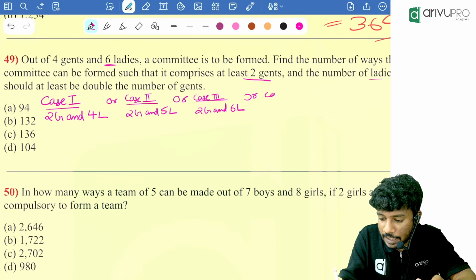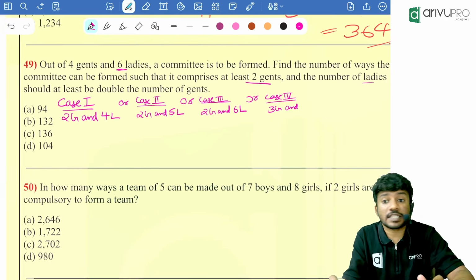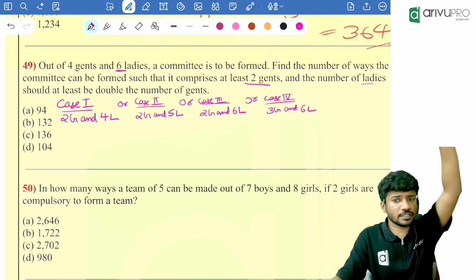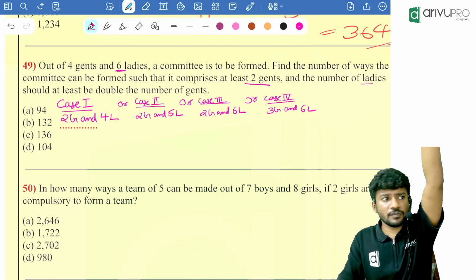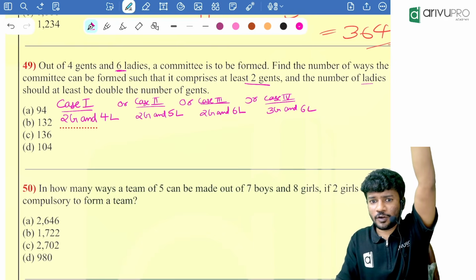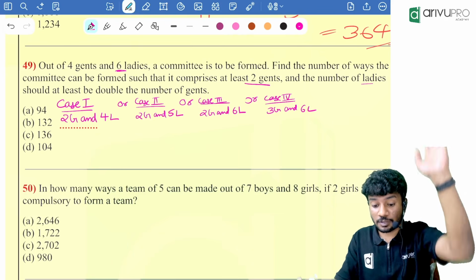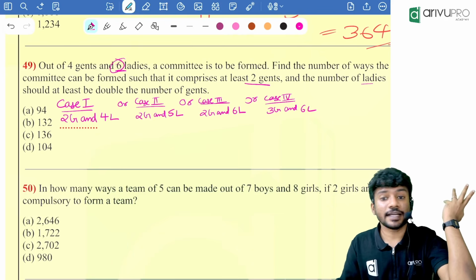Or case 4. 3 gents are there and how many ladies can be possible? 6 ladies can be possible. People, is there a case 5? Can anyone tell me whether there will be a case 5? No, 3 gents and 7 ladies is not possible. Why? In total only 6 ladies are there.